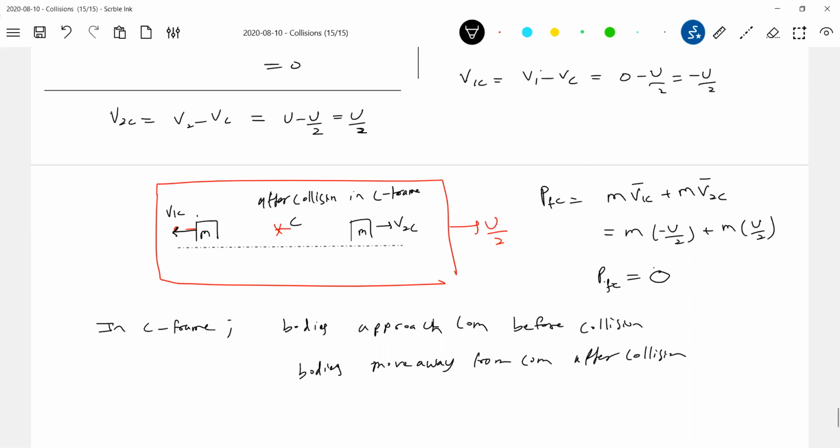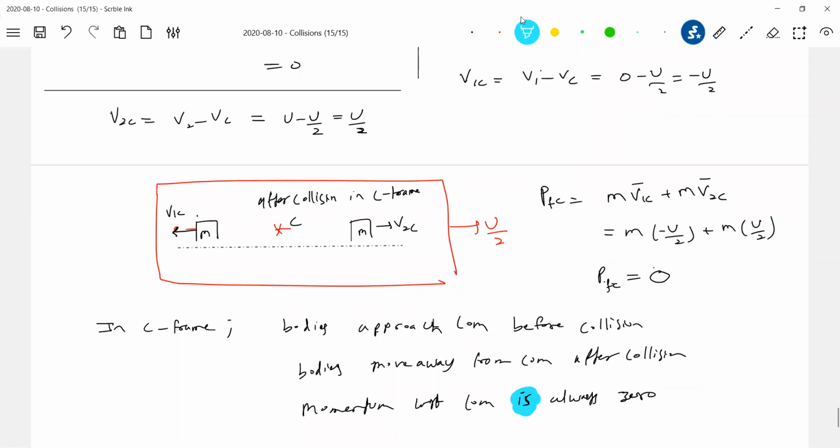For this problem, I'm just giving the description. Then momentum with respect to center of mass is always 0. This is also going to help us a lot. Momentum with respect to center of mass is 0 before collision, 0 after collision, and during collision also it will be 0.